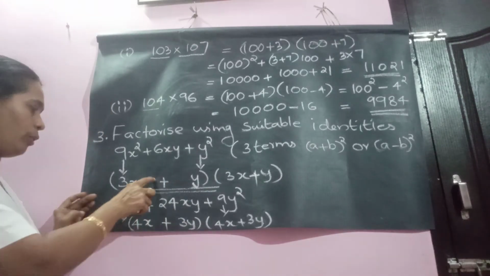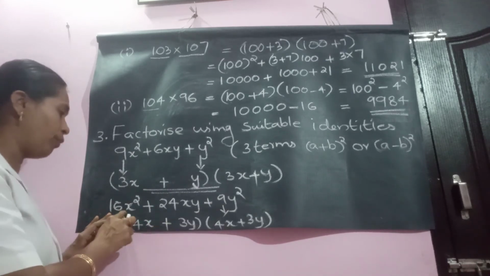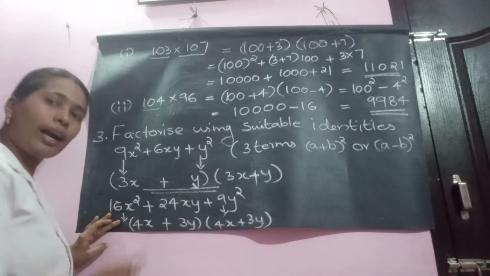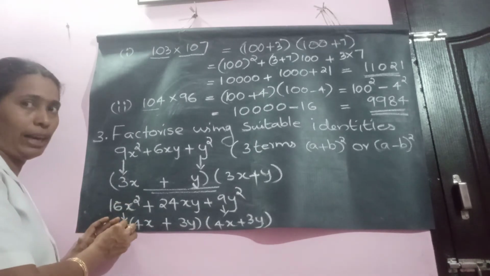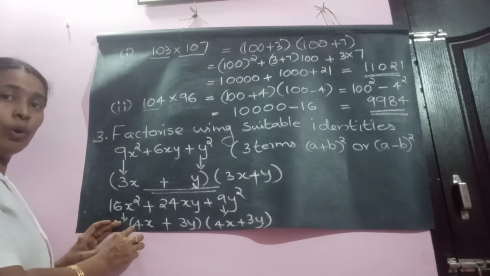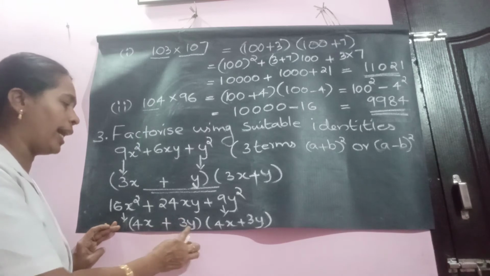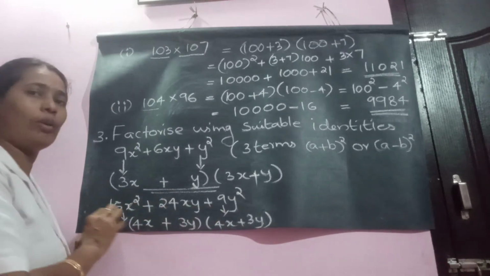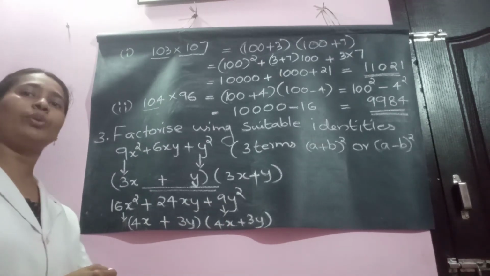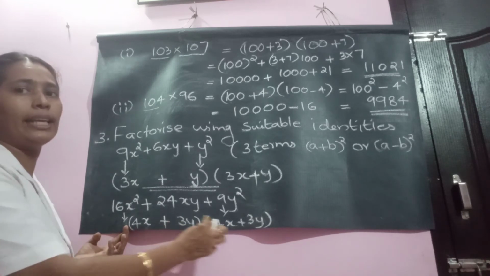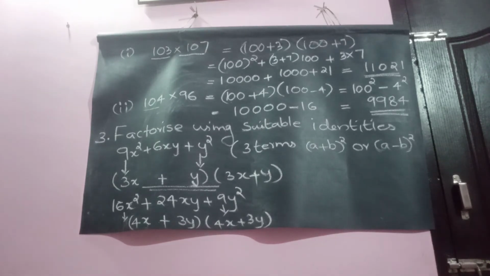One more example for you of the same kind: 16x² + 24xy + 9y². Look at the first and last terms only. Are they perfect squares? Yes. So we have to find the square roots. So we have 4x, and the square root of 9y² becomes 3y. In order to connect these two, look at the signs in the question. All are positive, so you put a plus sign. Then next, what do you have to do? One more bracket, and put the same term because they are perfect squares. Get the idea?